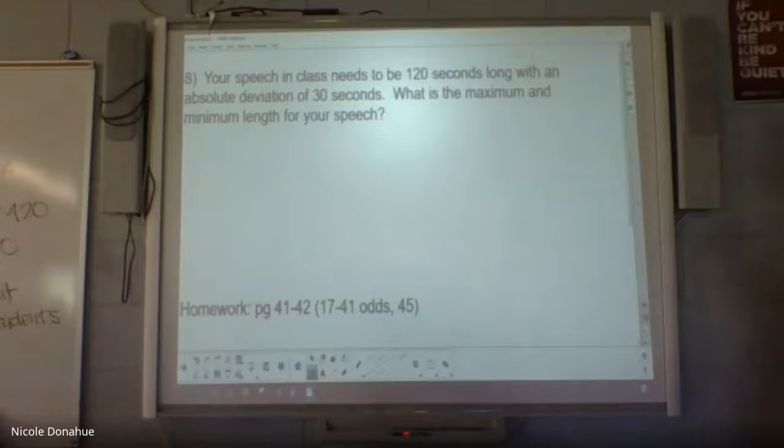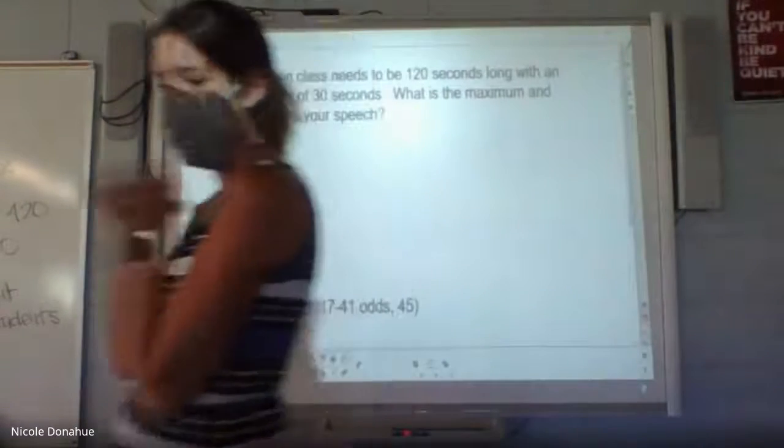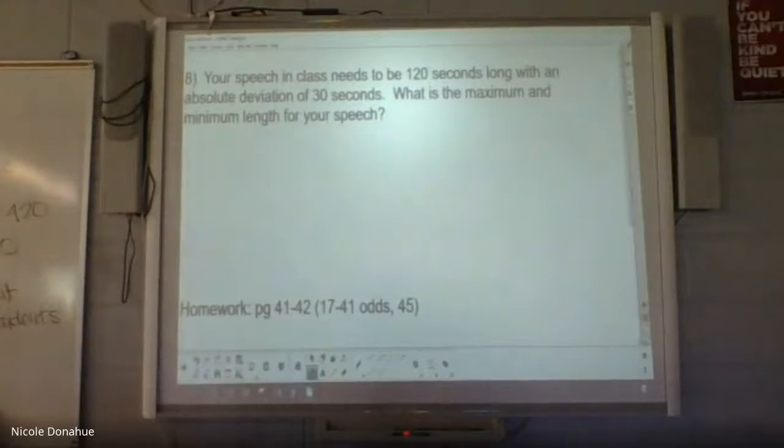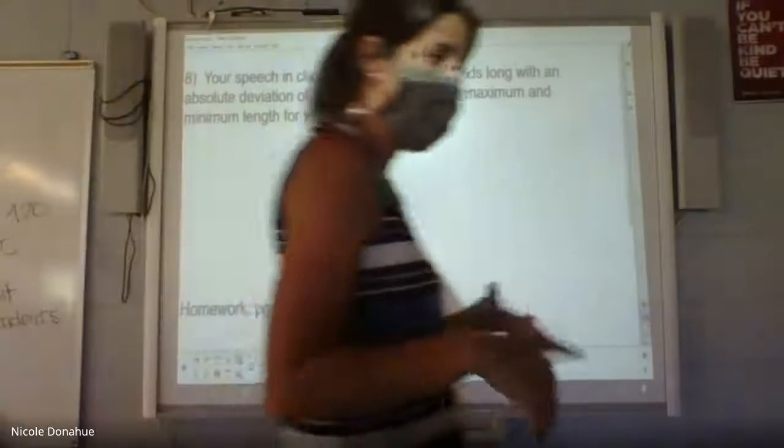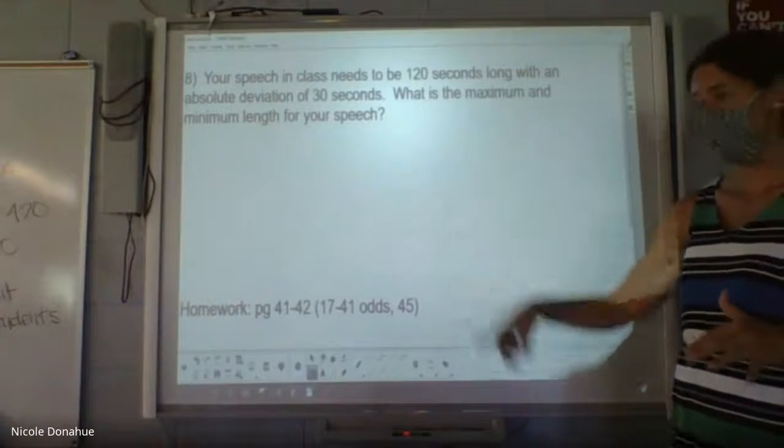So it says your speech in class needs to be 120 seconds long with an absolute deviation of 30 seconds. They use these words, it's kind of weird. So that means plus or minus 30 seconds. So if you go 30 seconds over, it's okay. 30 seconds under, it's okay. But you can't go more than that. So the biggest difference can be 30 seconds. So we want it, though, to be 120 seconds long.